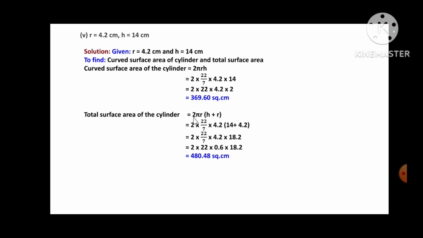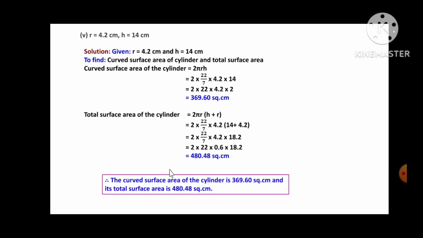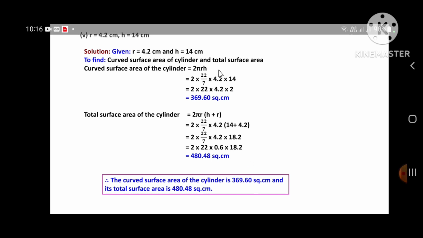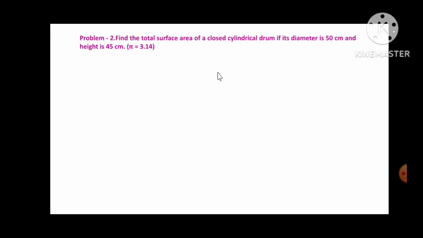Now the total surface area of the cylinder is 2πr(h + r). So 2 into 22 upon 7 into 4.2 into (14 + 4.2). Bracket complete. So 2 into 22 upon 7 into 4.2 into the sum of 14 and 4.2, that leads to 18.2. So after simplification we get 2 into 22 into 0.6 into 18.2 and the product of this is 480.48 square centimeter. In words you can write the curved surface area of the cylinder is 369.60 square centimeter and that of the total surface area is 480.48 square centimeter. So friends, next we will see problem number 2.